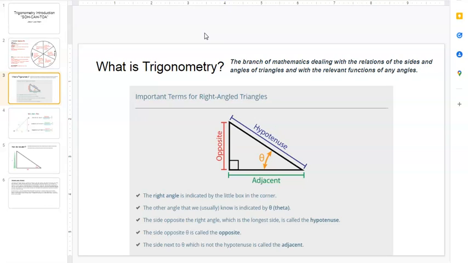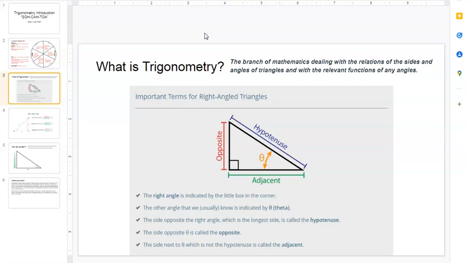So what is trigonometry? The branch of mathematics dealing with the relations of the sides and angles of triangles and with relevant functions of any angle. So the overview is how trigonometry is used in its basic terms. There's a lot more information and deeper understanding we're going to get later, but just starting out.